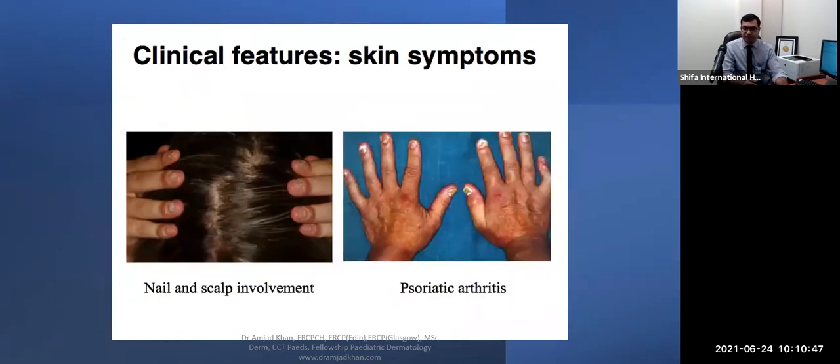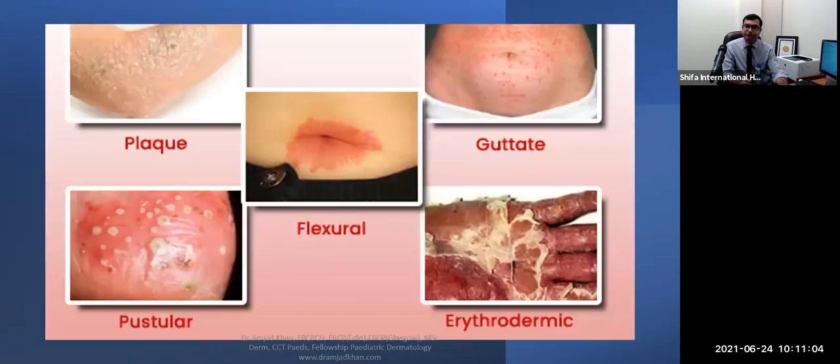Now, these are the nail and scalp involvement photographs, and you can see on the right photograph psoriatic arthritis, where the distal joints, especially in the thumbs, are bilaterally involved, and the right index finger and the little finger as well. Now, this is the spectrum. So plaque psoriasis, pustular psoriasis, which is less common.